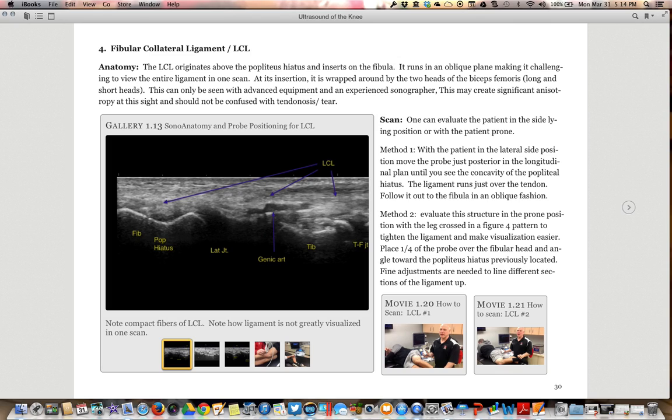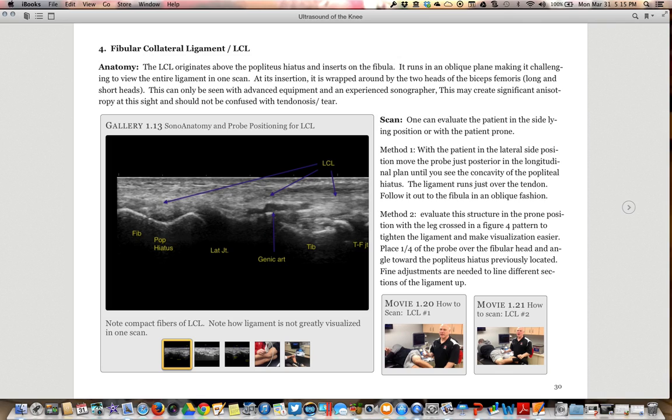The last structure we want to visualize is the fibular collateral ligament. The fibular collateral ligament originates just above the popliteus hiatus and inserts on the fibula. It runs in an oblique plane, making it challenging to view the entire ligament in one scan. At its insertion, it's wrapped around by the two heads of the biceps femoris, both the long and short heads.